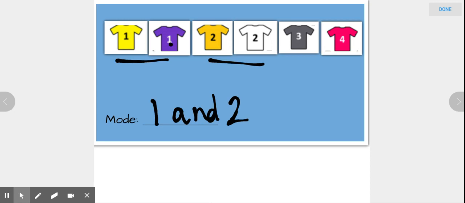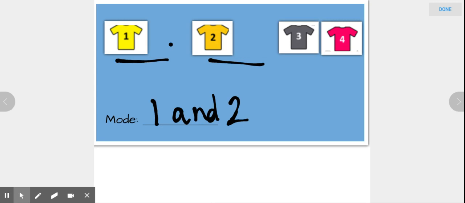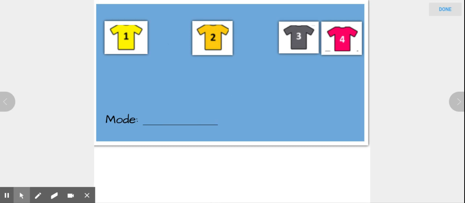Now let's get rid of a couple numbers. Let's get rid of the 1 and the 2. And let's say that no numbers repeat. So if no numbers repeat, I would say that I have no mode.